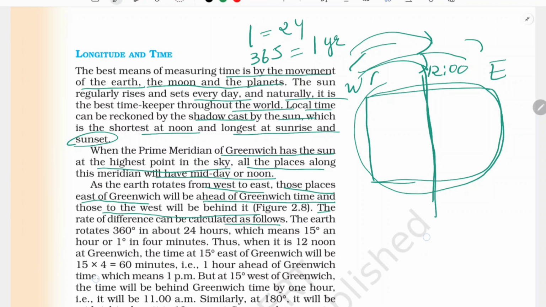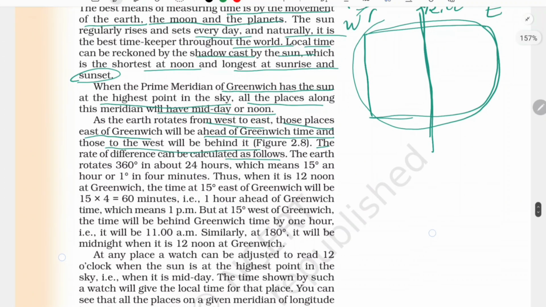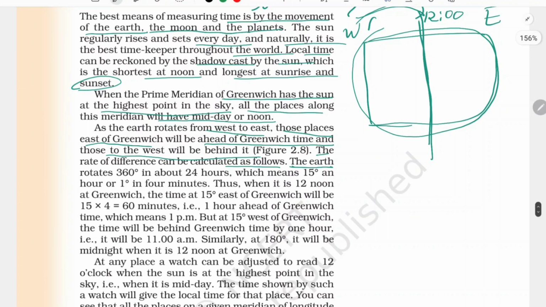Now let us see how this calculation will be done. Let us try to learn this calculation. Try to understand this concept. The Earth rotates 360 degrees in about 24 hours. In a day we have 24 hours, so in 24 hours it rotates 360 degrees of longitude, which means 15 degrees an hour.